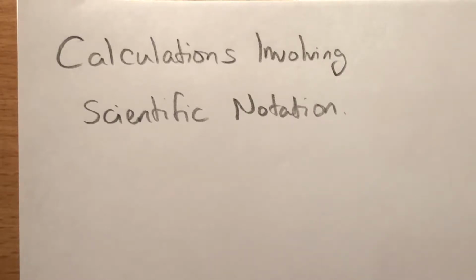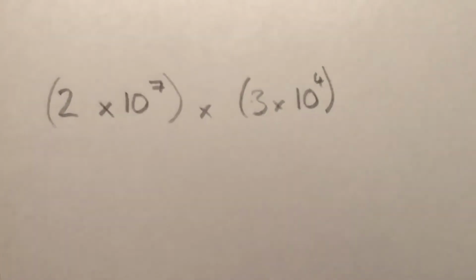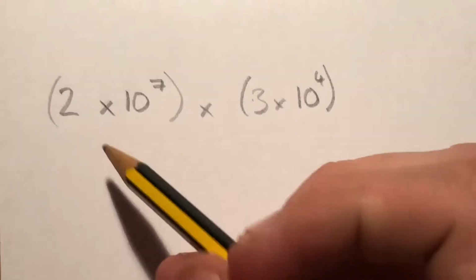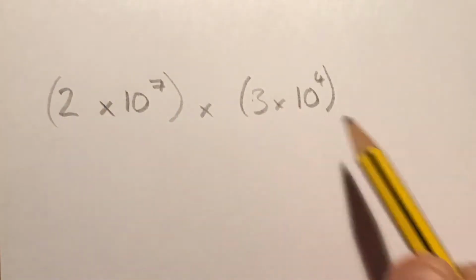Now, by now we should be able to read a word problem and work out whether it's asking you to add, subtract, multiply or divide. I'm just going to go over the basics as to how to actually perform those calculations. Okay, so what happens if we've got 2 times 10 to the power of 7 times 3 times 10 to the power of 4? So we know already that this is a 2 with 7 zeros afterwards, this is a 3 with 4 zeros afterwards.